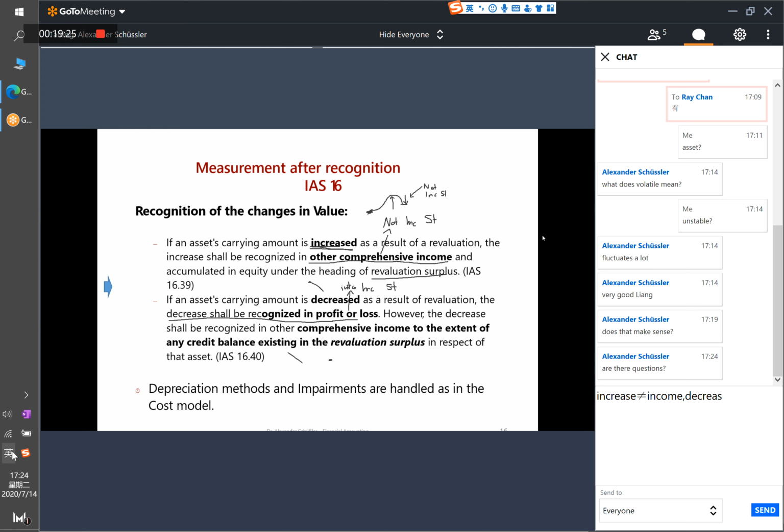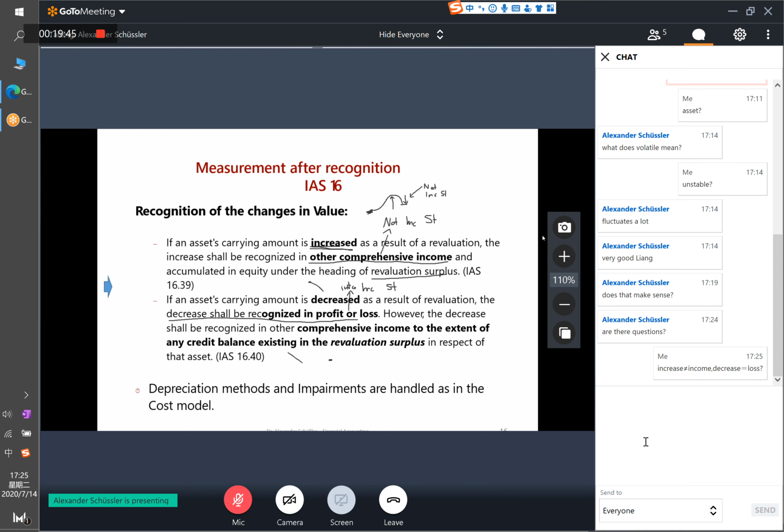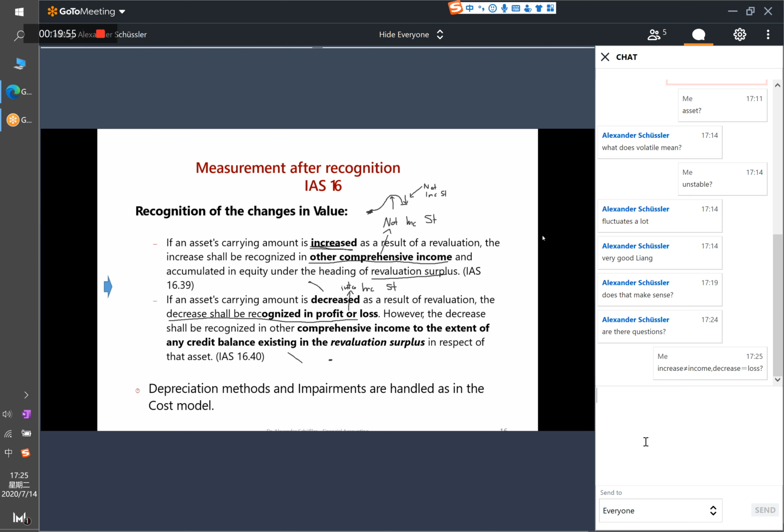Do you understand the idea of other comprehensive income? Exactly. An increase is not income related to the income statement, but a decrease is a loss in the income statement. So an increase at least does not flow through the income statement.